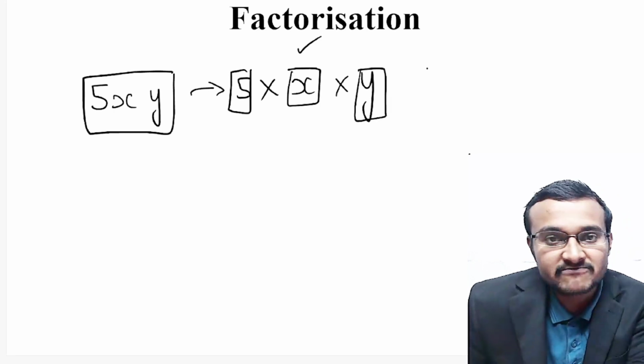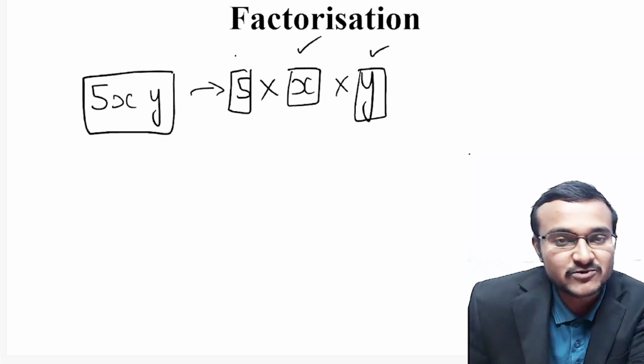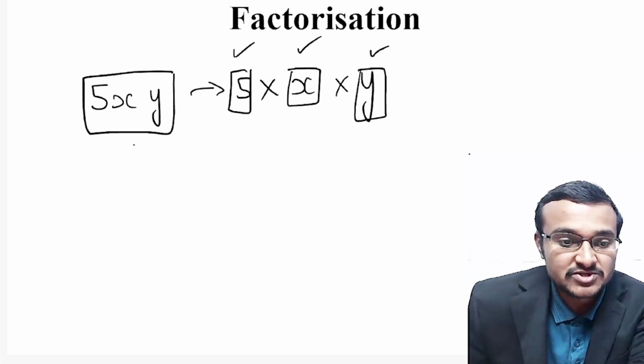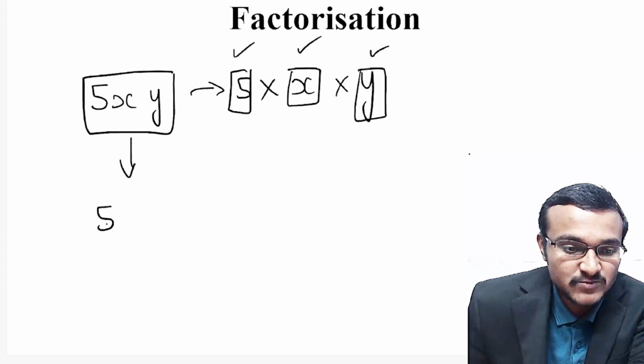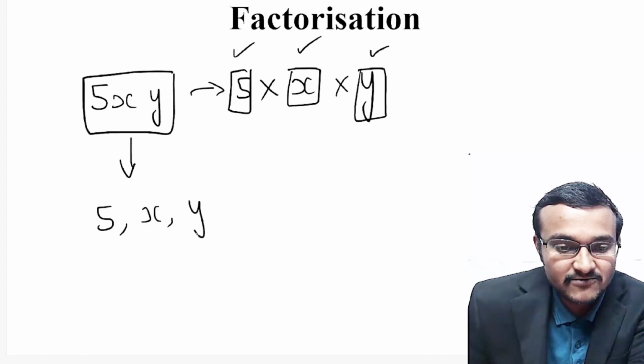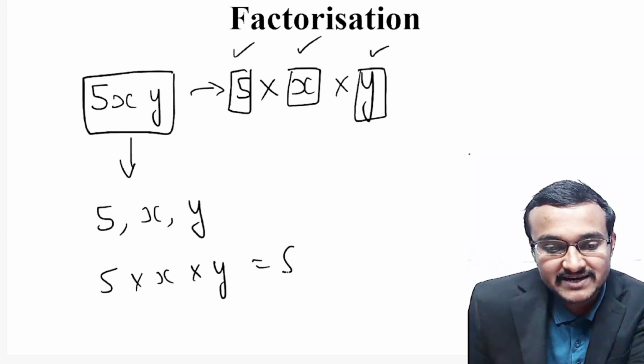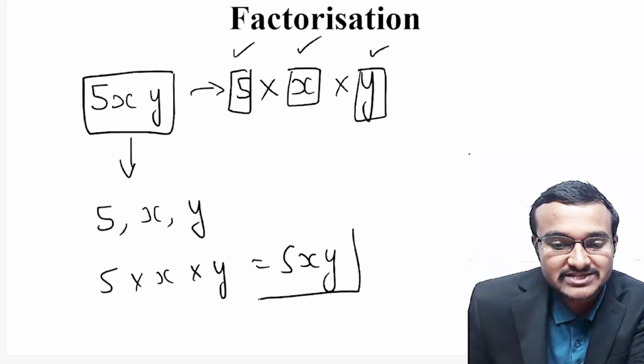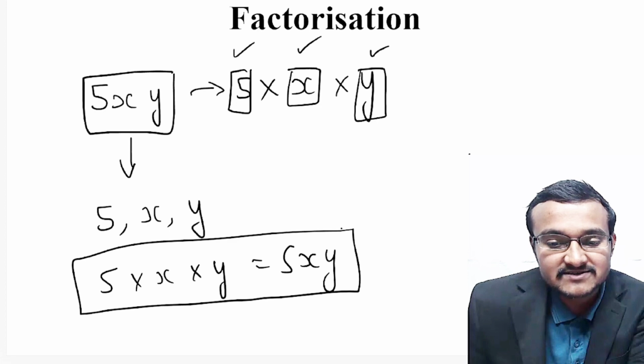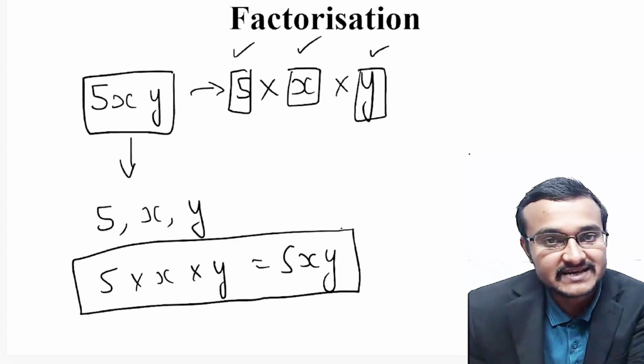So x remains as one factor, y remains as one factor, phi remains as one factor. So the factors of phi xy are phi, x, y. So when you do phi into x into y, you will actually get phi xy. This is how you should actually find out factors of a particular algebraic expression.